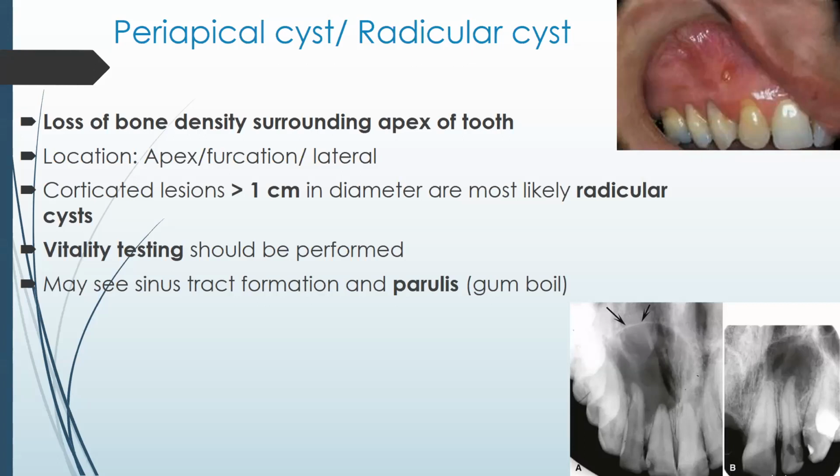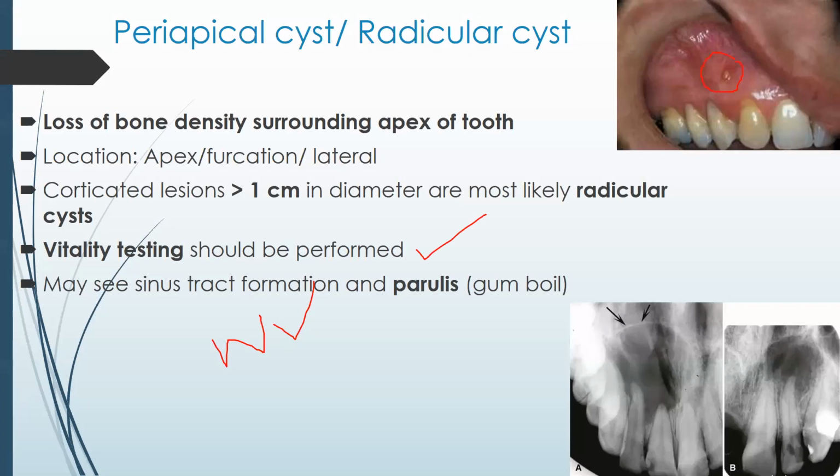First thing is it is associated with a non-vital tooth. Okay, non-vital tooth. That's the basic thing. The tooth will be discolored. Okay, and there can be a sinus opening, or it's called a parulis inside the oral cavity. So it is necessary that you perform a vital testing. Okay, when you see such kind of lesions, vitality test is very important.